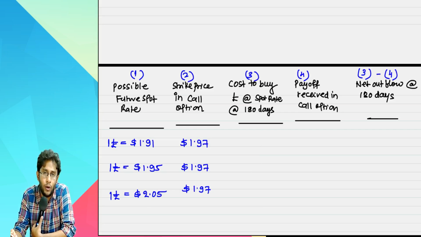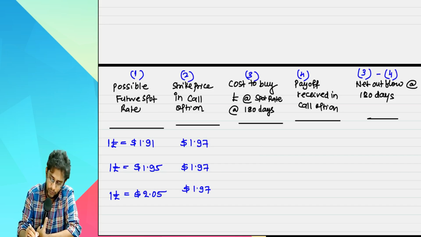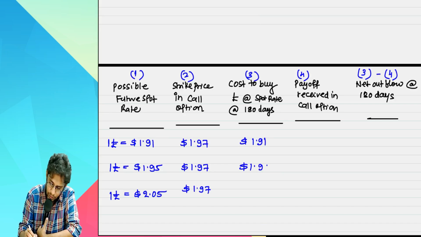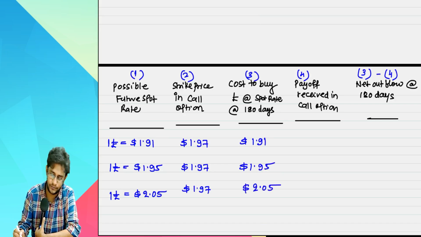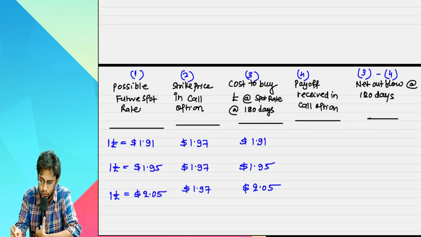I have to buy pound in the open market. Open market, whatever spot rate is there, that's an outflow. So third column, first column will be same, sir. So $1.91 I will buy each pound. Here each pound I will buy for 1.95. Here I will have to buy for 2.05. It's pakka outflow. There is no doubt on this.